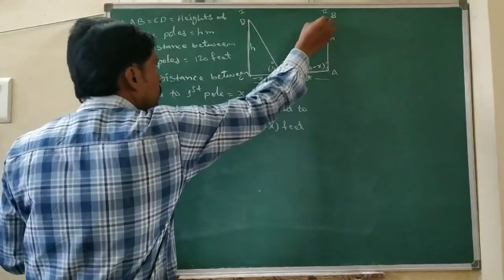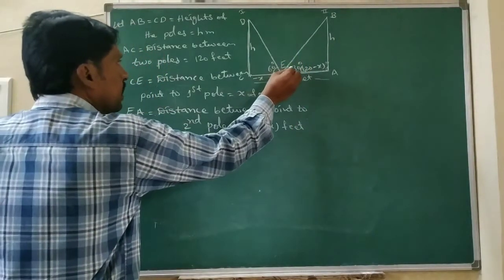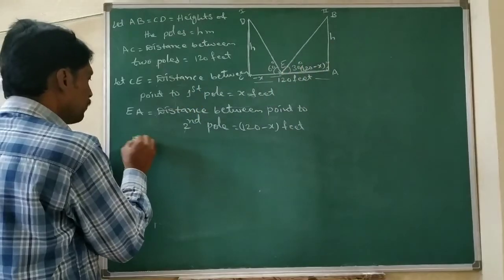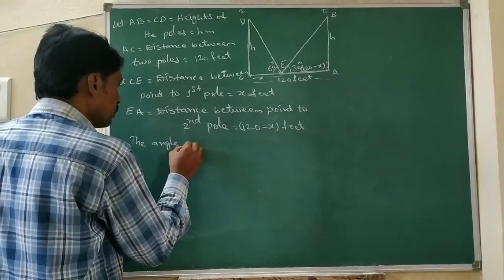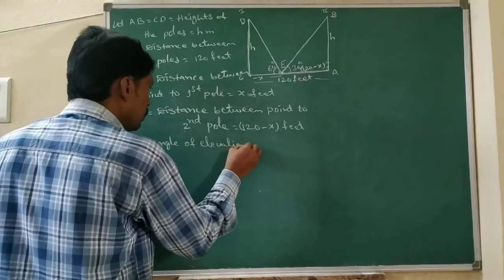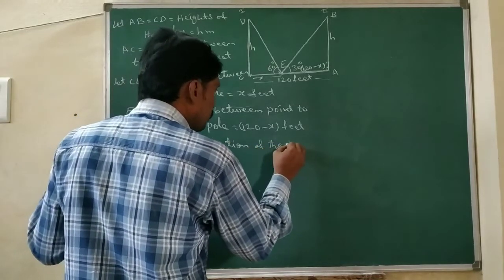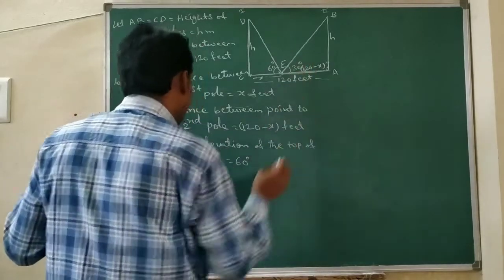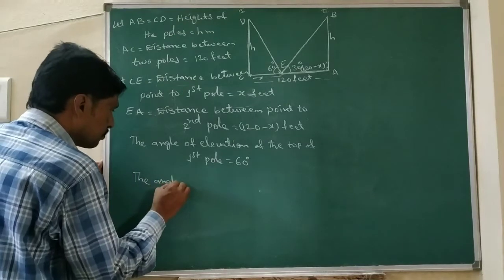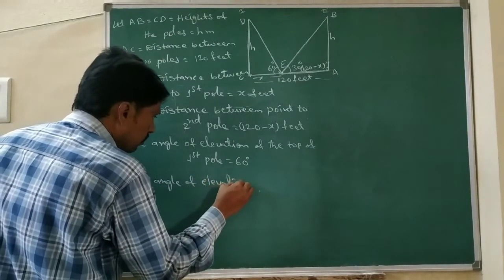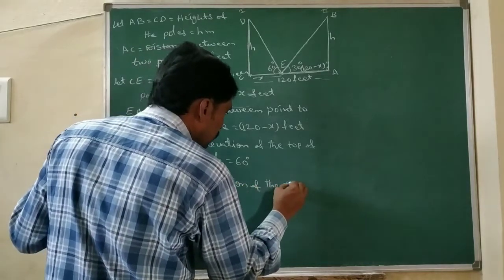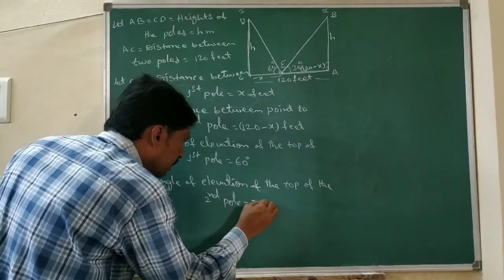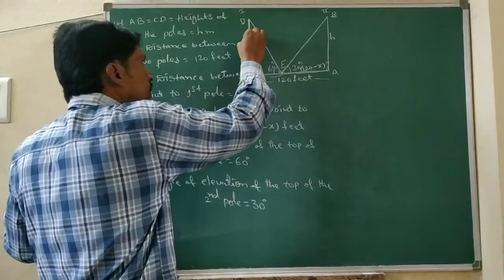Now from here the two poles are making elevation angles. The angle of elevation of the top of the first pole equals 60 degrees, and the angle of elevation of the top of the second pole equals 30 degrees. Now here we can take this triangle.